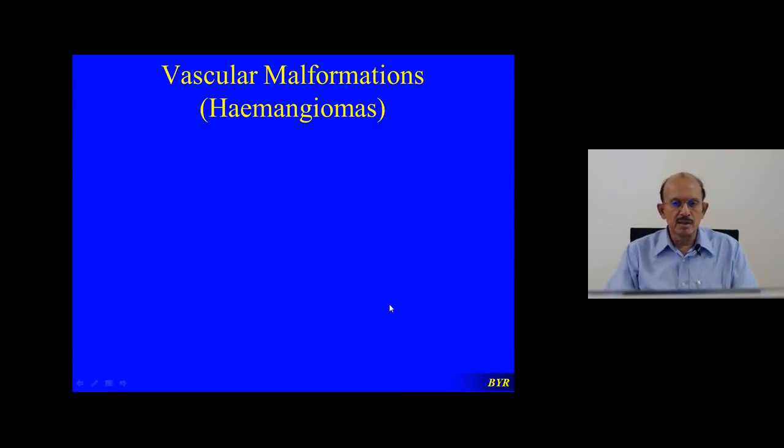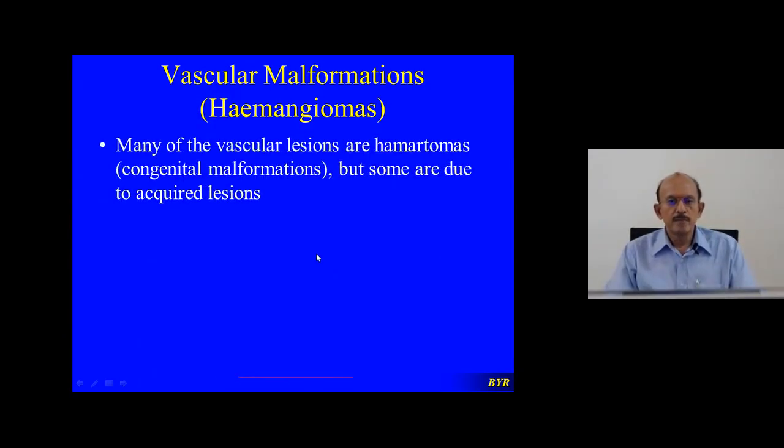So the vascular malformations, they are called the hemangiomas. Many of the vascular lesions are hamartomatous. That means all vascular malformations are not hemangiomas. Some of them are hamartomatous. That means some of them are congenital. From the birth itself, they are present. But some are due to acquired lesions. So first of all, we will study here only these hamartomatous vascular malformations. Then we will study about the acquired vascular malformations.